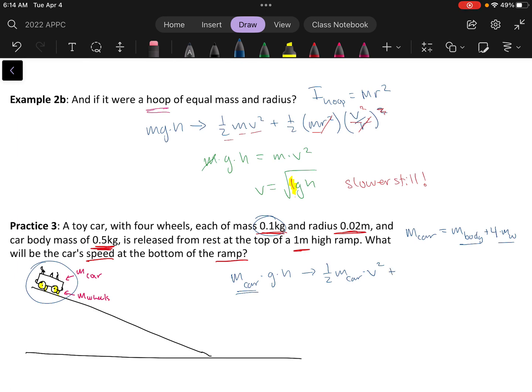But the rotational is going to be 1/2 times the rotational inertia of the 4 wheels. So we're going to have to say it's 4 times I of the wheel multiplied by omega squared. Now, if we set that up, we should be able to get to a solution. And it's going to take a little bit of time, but I want you to give that a shot.